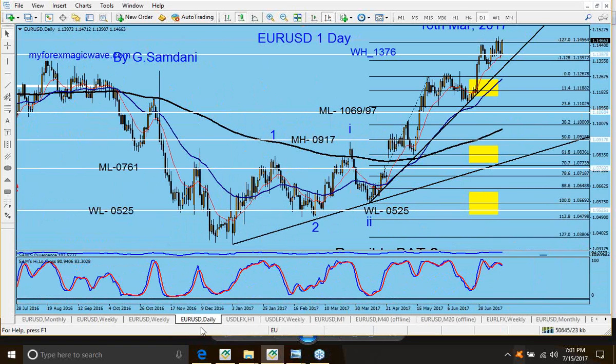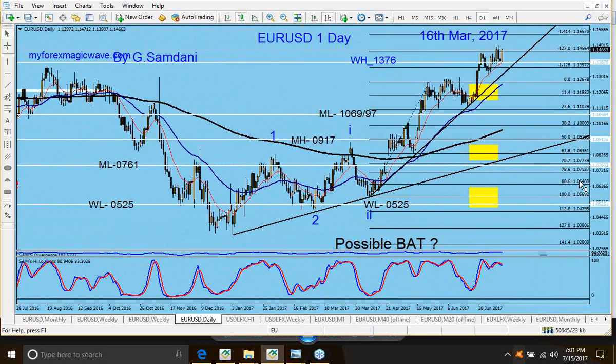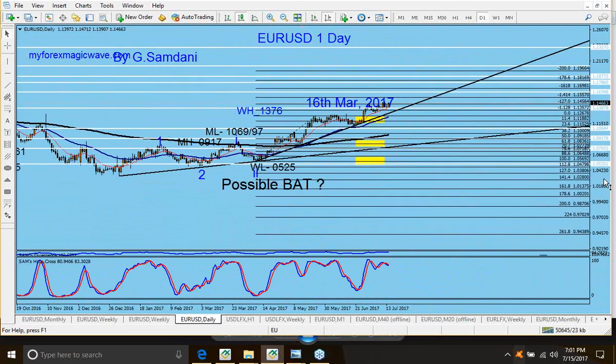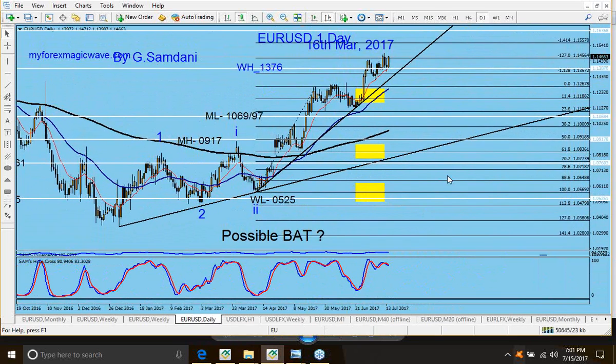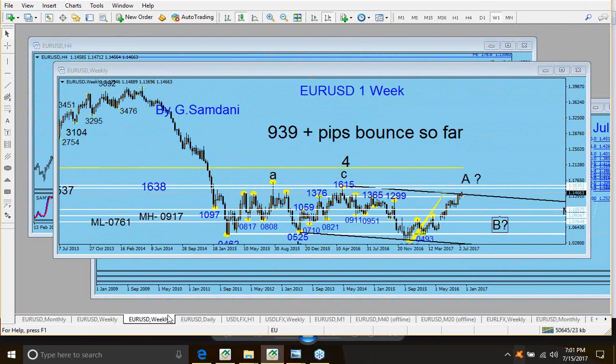Here's the Euro USD daily. What is that? Oh, okay. So yeah, this is one of my other charts. See, 1, 2, and then we're going for wave 3. Where are we going? Where is wave 3? Well, I forgot to follow this one, I think. Okay, anyway, Euro USD daily chart, I just showed you. Where is that? That was not the daily. Okay, that's weekly.